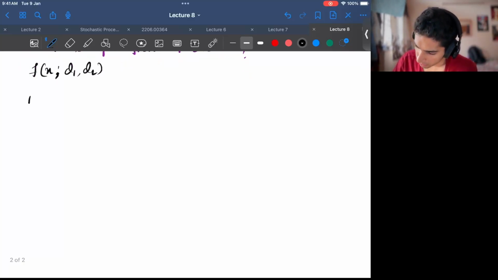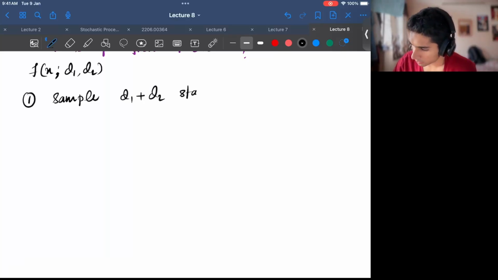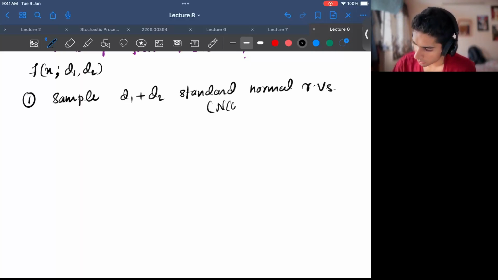What you do is, the first step is to sample d1 plus d2 standard normal random variables. Okay, standard normal is normal 0, 1, right? You sample d1 plus d2 of them from the standard normal distribution.